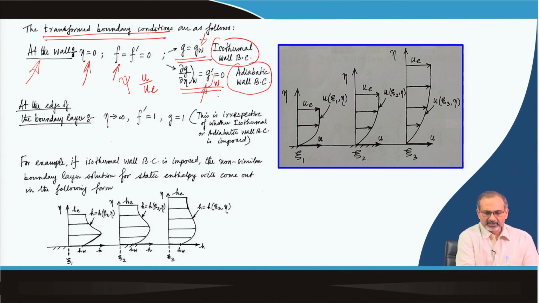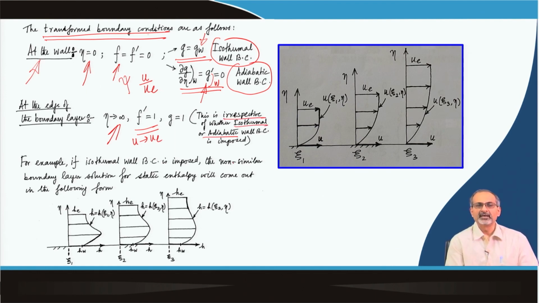At the edge of the boundary layer, where eta tends to infinity, f dash is 1 because u tends to u_e, and g is equal to 1 irrespective of whether you have an isothermal or adiabatic wall boundary condition. You will be asymptotically going towards a condition where h limits to H_e, and therefore, g will go to 1. In physical space, you would say T tending to T_e instead, or even H tending to H_e if it is in terms of enthalpy.